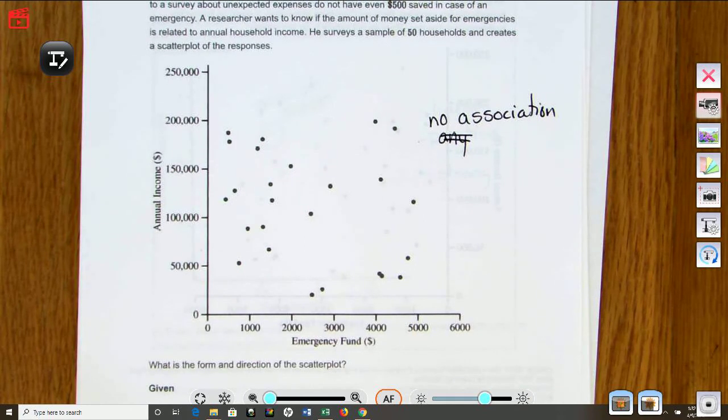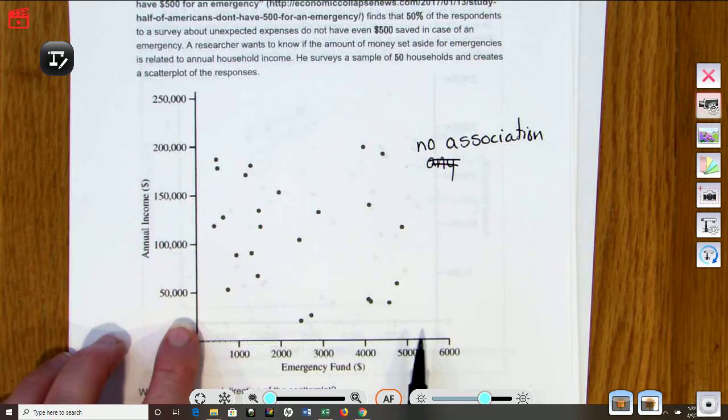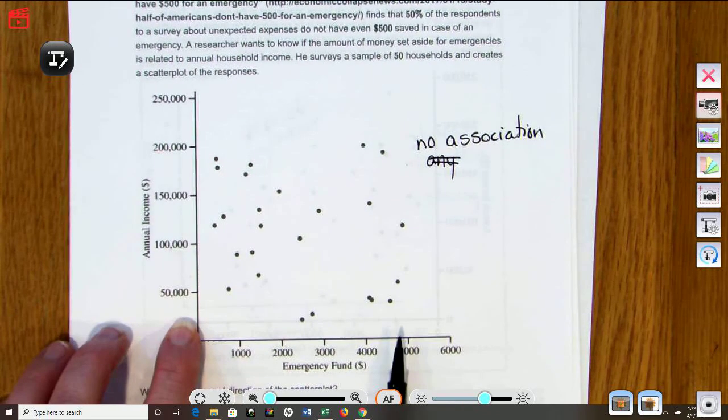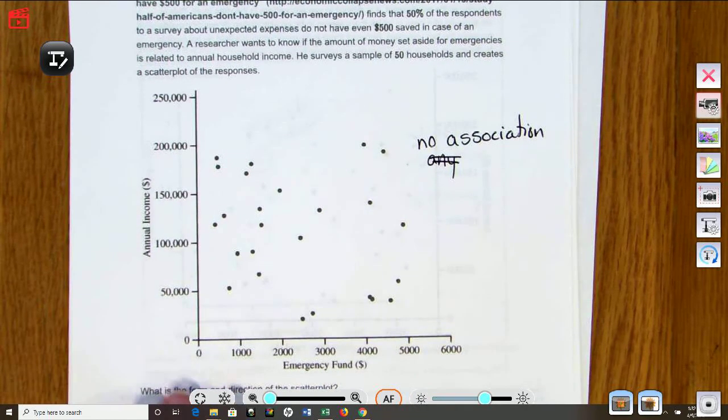So talking about being strong or weak depends on if you can see that pattern. But since I see no patterns, no associations, just basically they're scattered all over the place, I'm not going to do any more studying of this relationship because obviously I don't see one. That's the first thing a statistician will do when they're trying to find a relationship: they'll look. Does it even look like there is one? If there isn't a linear relationship, we're not going to go any further. They're just going to say, no, I didn't see any relationship. The scatter plot was all over the place.